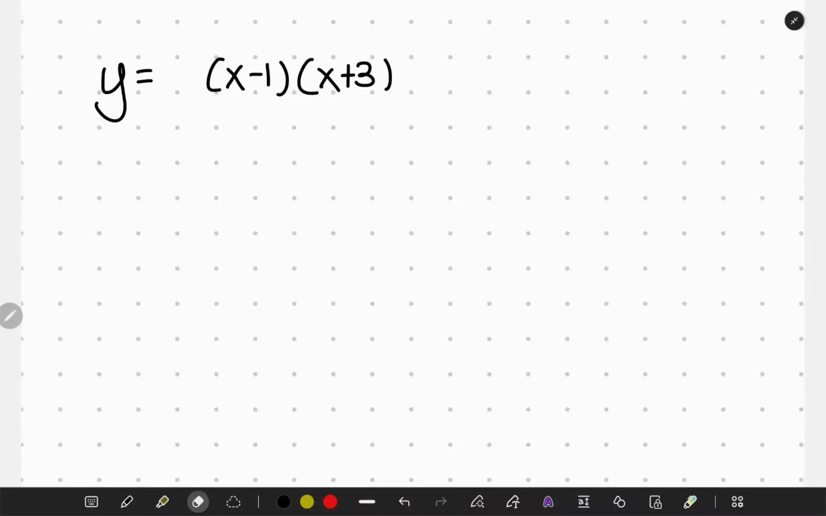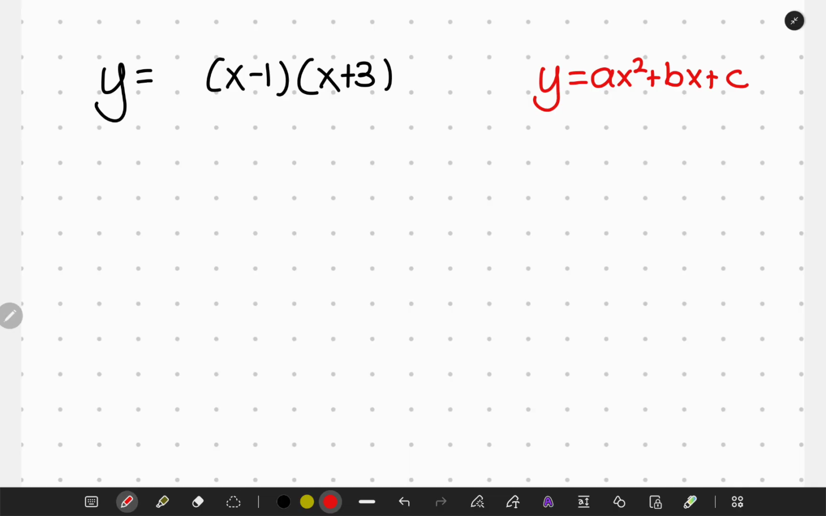Okay, we're continuing on this idea of quadratic equations. In this example, y equals x times (x plus 3), with x minus 1 in the first parentheses. It clearly doesn't look like what we were talking about before. Remember that a quadratic equation looks like y equals ax squared plus bx plus c. So clearly, what's going on?